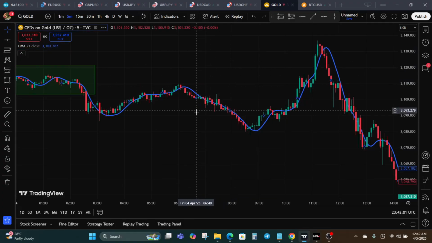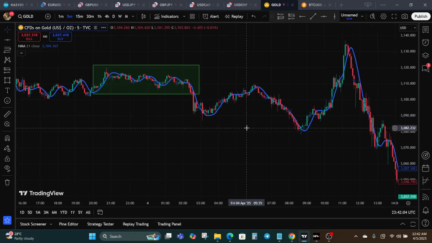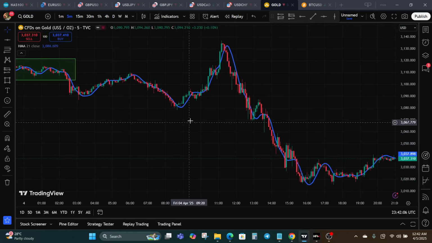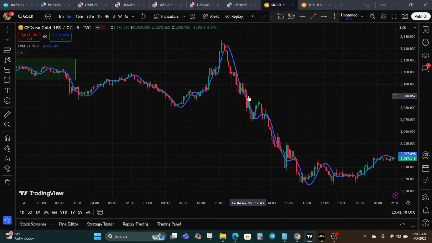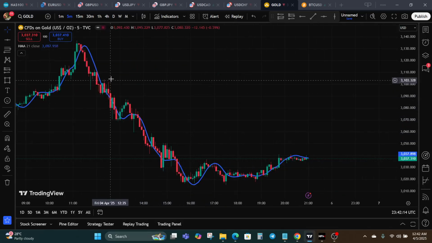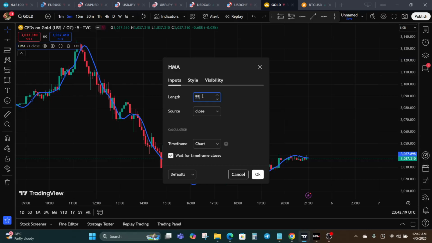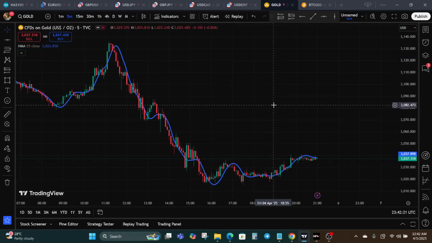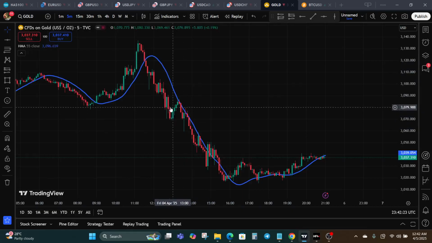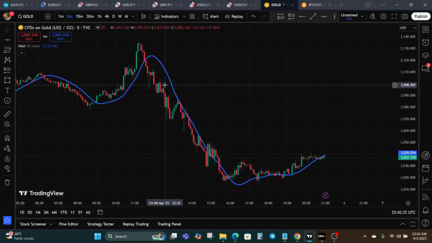But don't stop there. This indicator shines when combined with basic price action. So here's a quick setup. You wait for price to pull back into the HMA during a trending market. For example, I'm just going to use the 55. So we can see that we are in a sell trend currently, right? So what you got to do is you wait for price to pull back towards the moving average.